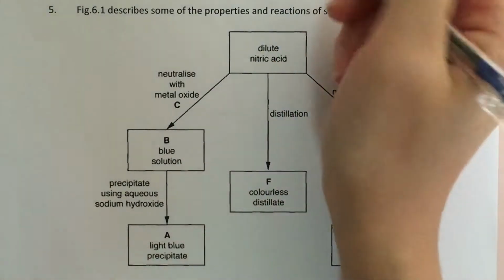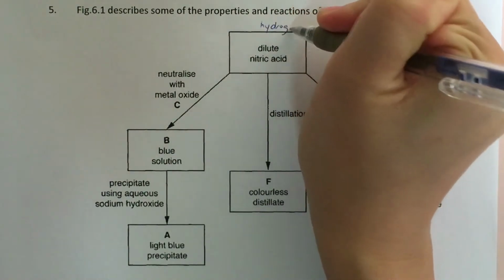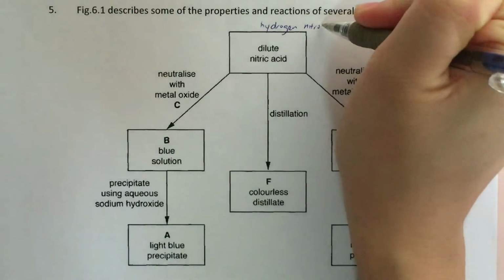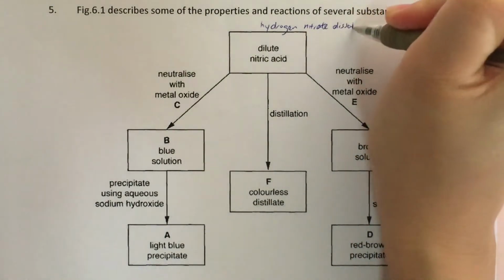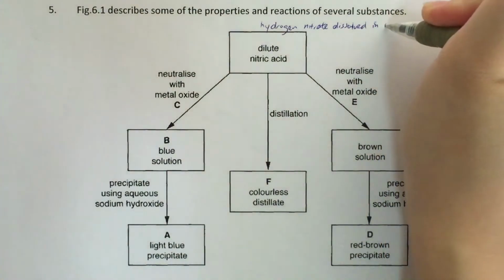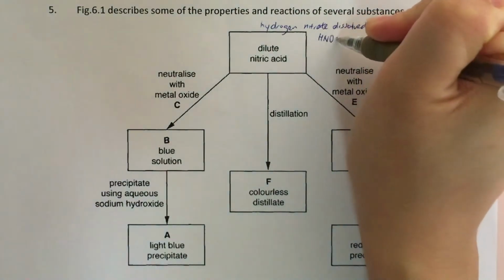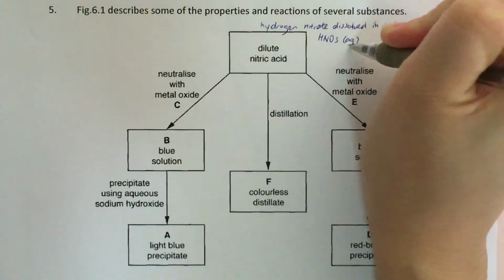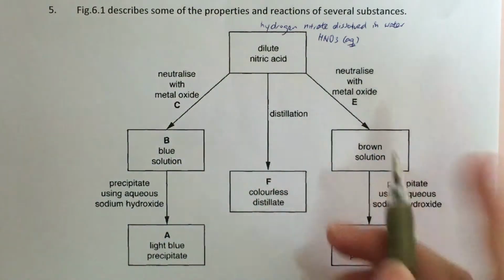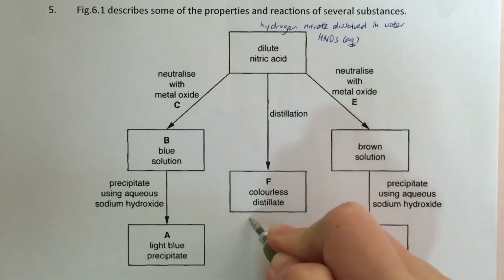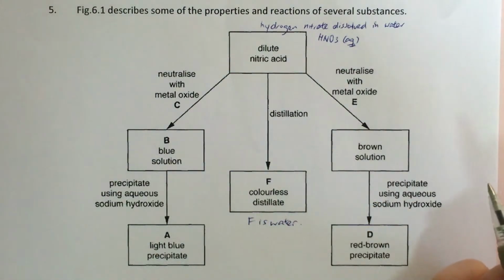Okay, for question 5, we have nitric acid. So what is nitric acid? Nitric acid is hydrogen nitrate, HNO3, dissolved in water. You would recognize it better if we write the formula of nitric acid: HNO3 in aqueous solution. Aqueous means dissolved in water. So when we do distillation, we are getting our water because we are separating this mixture. So F would be water.